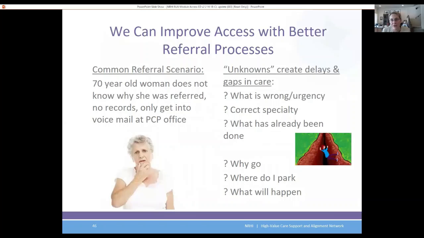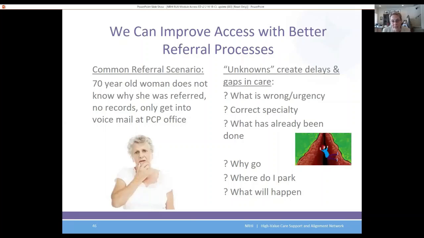So this is an area where all of us, primary care, specialty care, ancillary care, can work together to provide better access. And that's the referral process. Here's a kind of unfortunately typical referral scenario where the patient is there not knowing why she's there, and the specialist doesn't know why she's there either because there's no records. So all of these unknowns create delays and gaps in care that can land the patient in the emergency department.